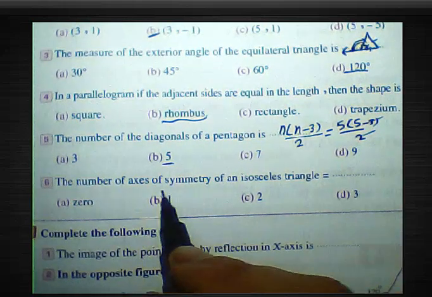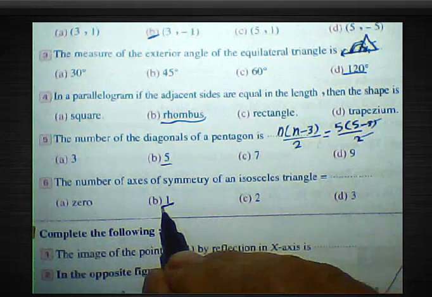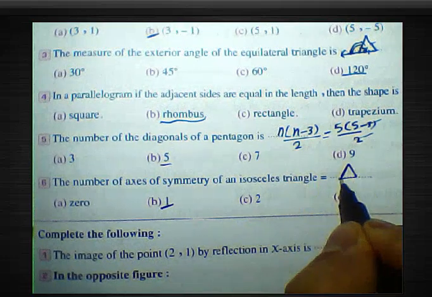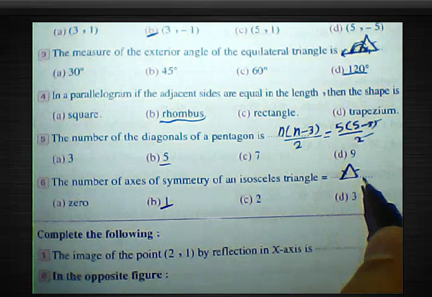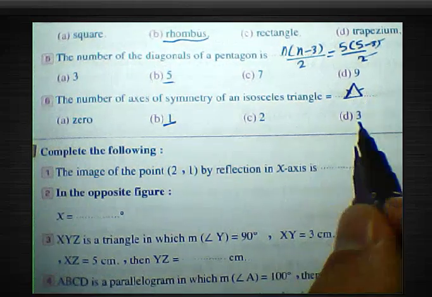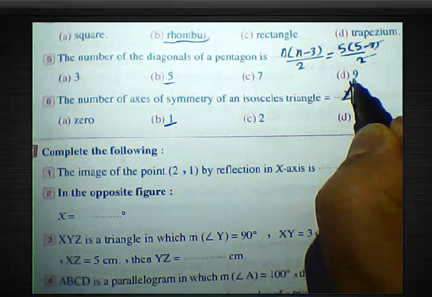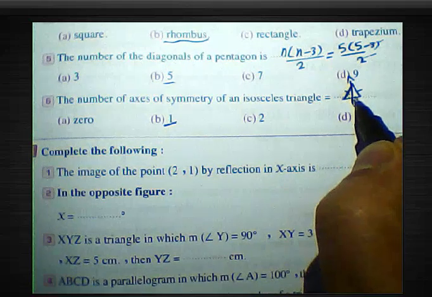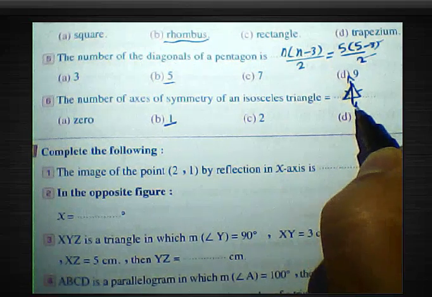The number of axes of symmetry of an isosceles triangle equal 1. An isosceles triangle here has two sides equal in length, and we have one line of symmetry passing through the vertex angle here and perpendicular to the base.